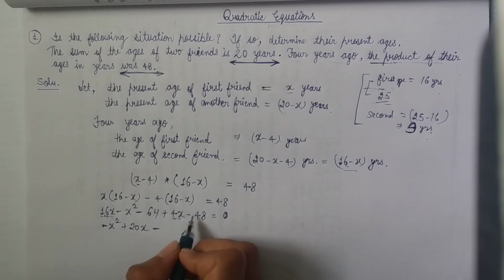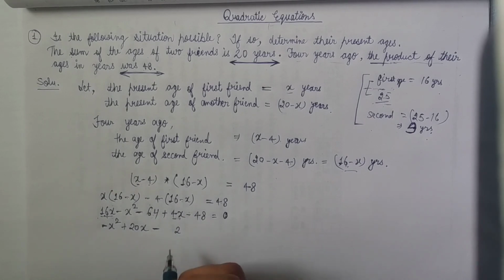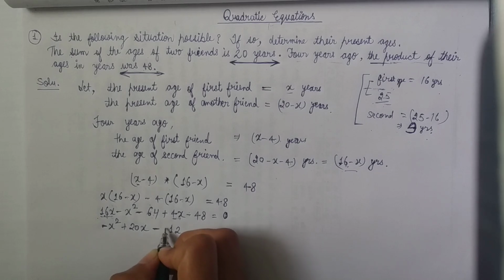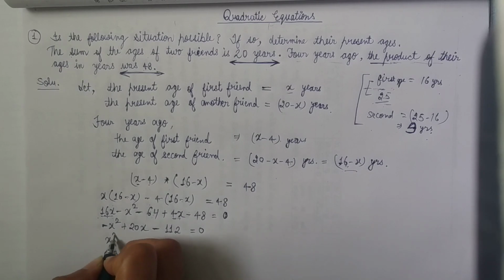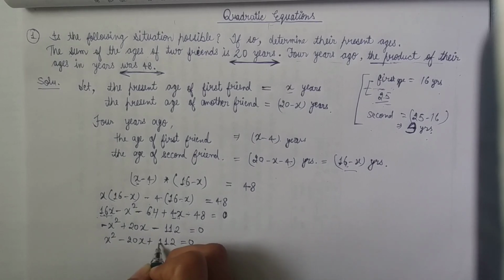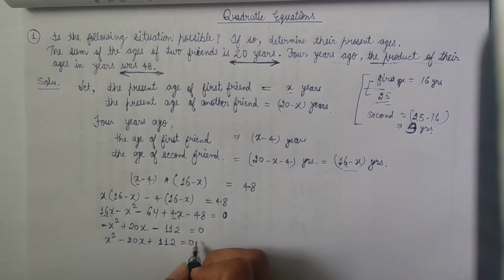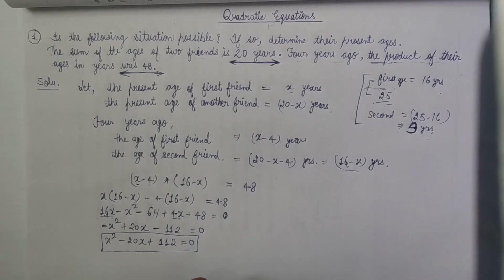So we will add them. We will do add. So 8 and 4 will be 12. 6 and 4 will be 10 and 1, 112, right? So minus can be common out here. So x square minus 20x plus 112 will be equal to what? 0. So this we have our quadratic equation, right?